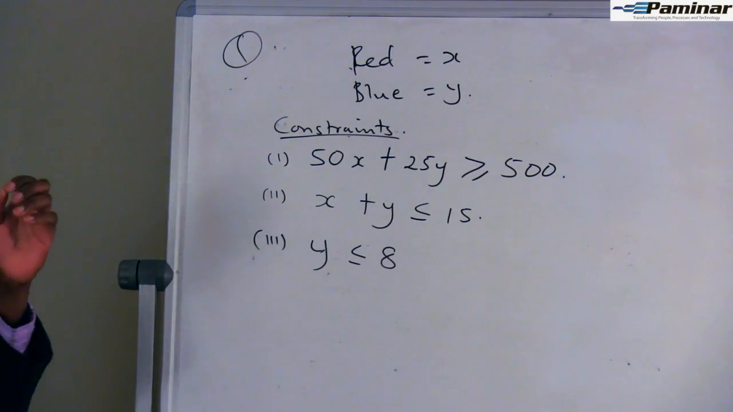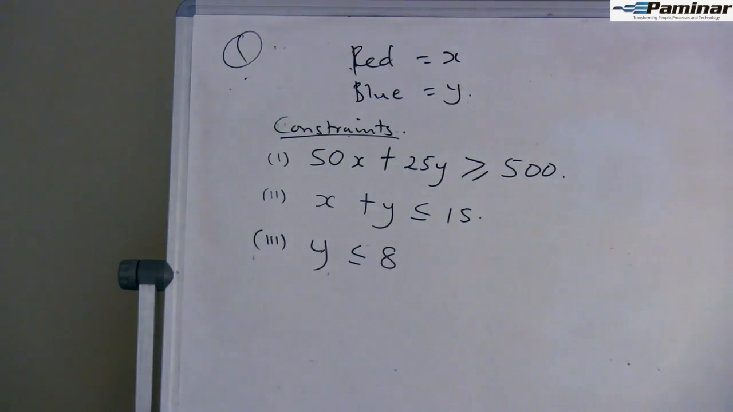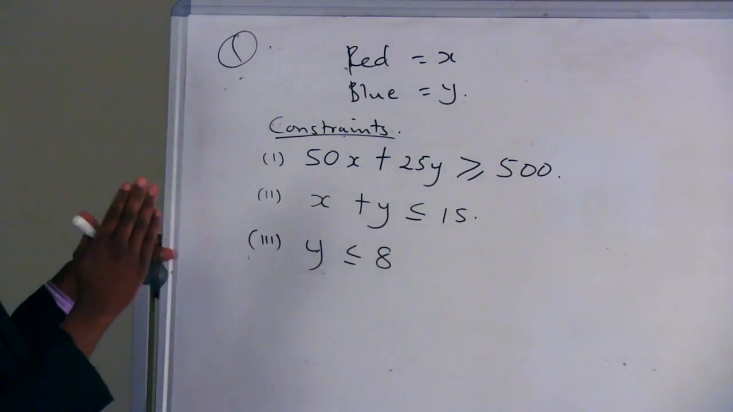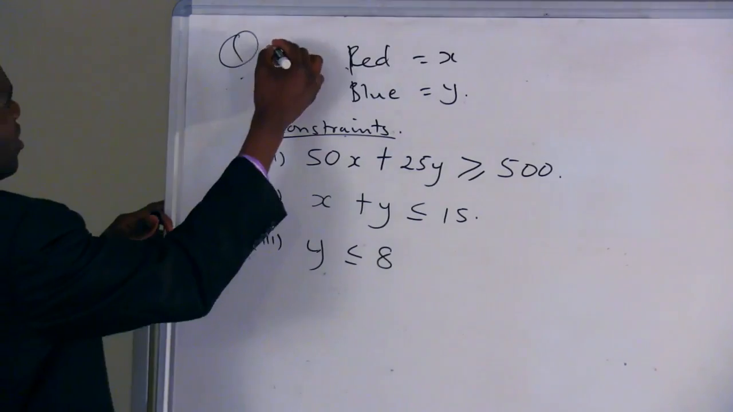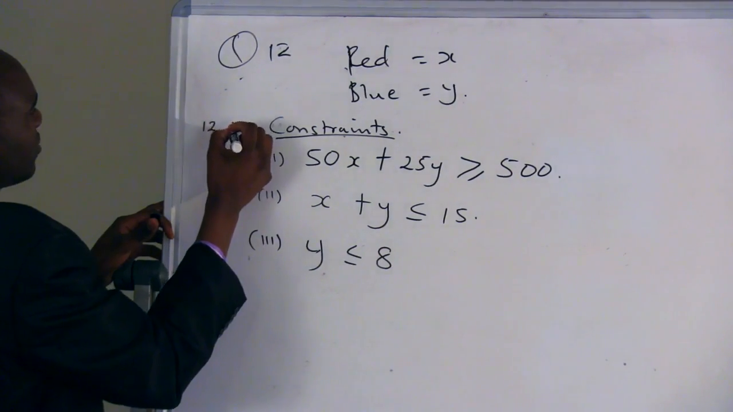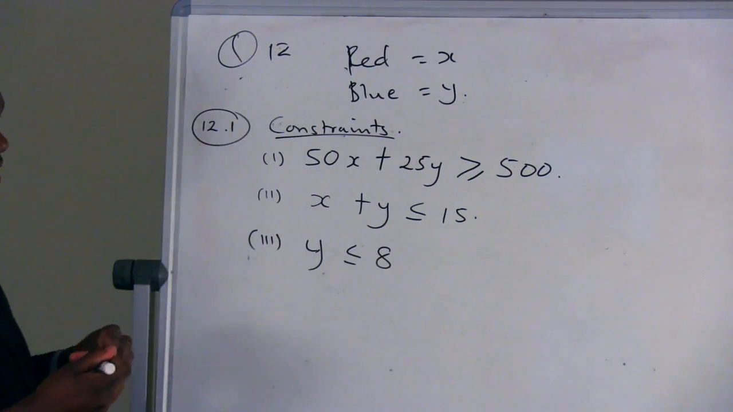This is what we call the constraints in terms of X and Y. Done. Alright. So now we are covered with question 12.1. Okay, these are the constraints.